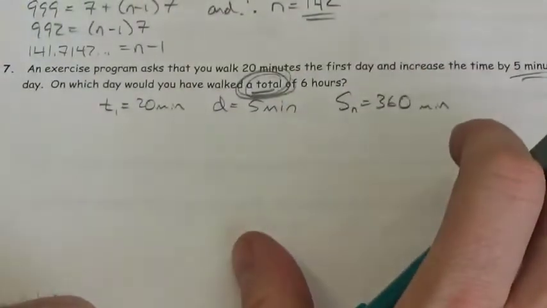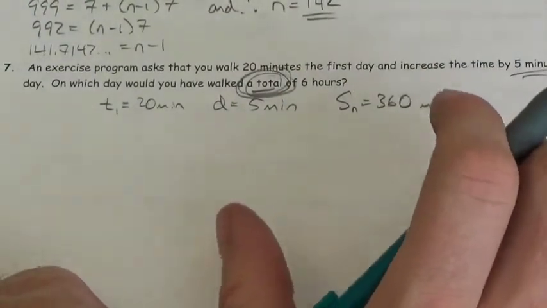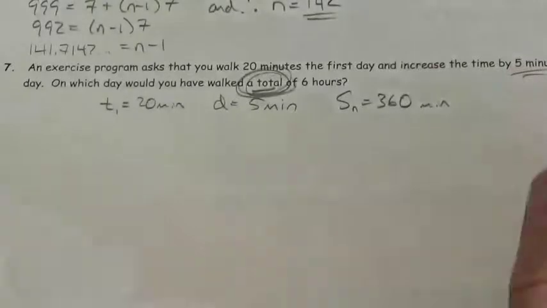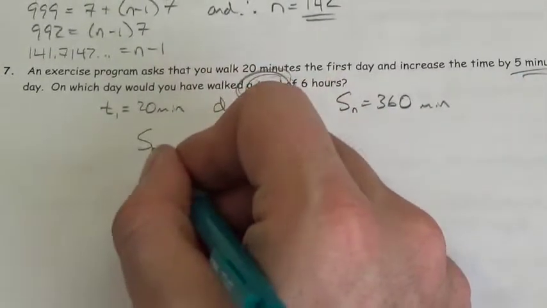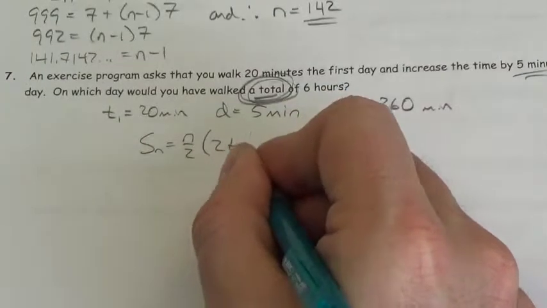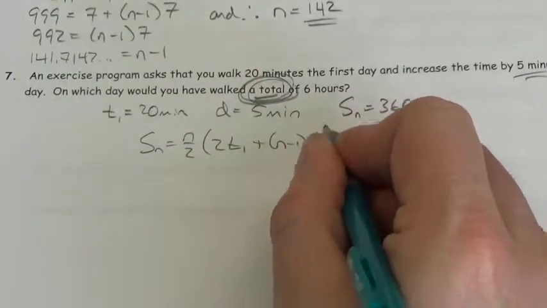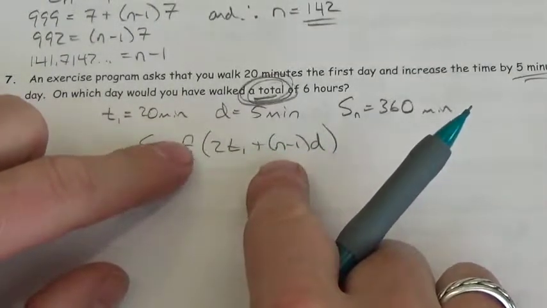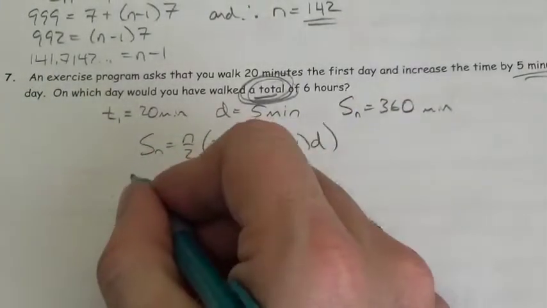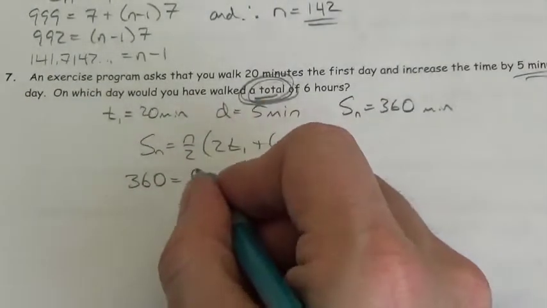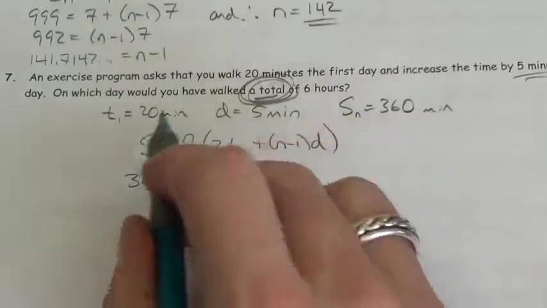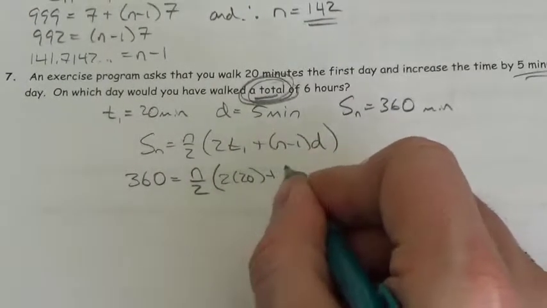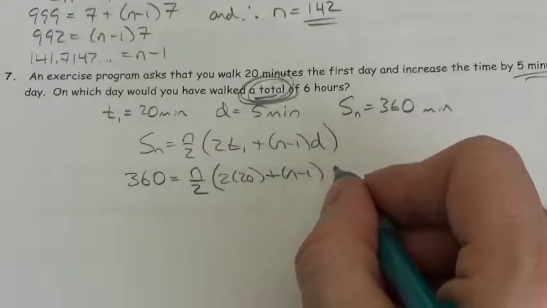Now, I don't know how far, or for how long we walked on the last day. I need to figure out which formula to use, and I don't know how far we walked on that last day. So I'm going to use this one right here, which is S = n/2 times (2t1 + (n - 1)d). Now, I am looking for n. I'm trying to figure out how many days this took. So I'm going to put our sum in there, 360, n over 2, don't know what that is yet. But I started at 20 minutes, so 2 times 20. This will be n minus 1, don't know what n is, and I know that d was 5.